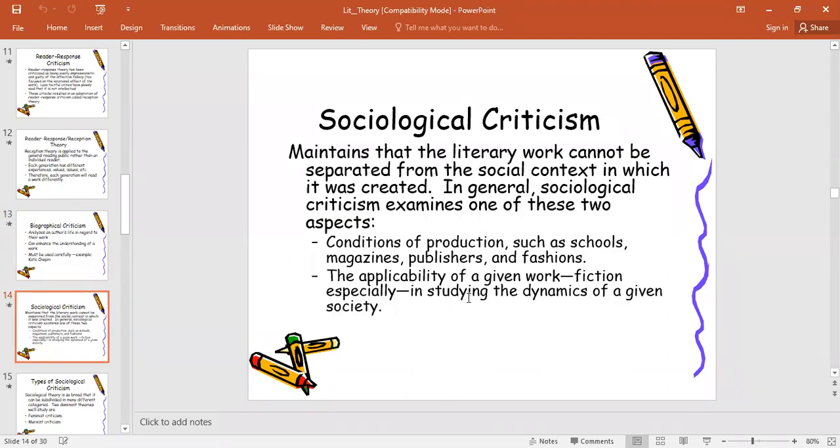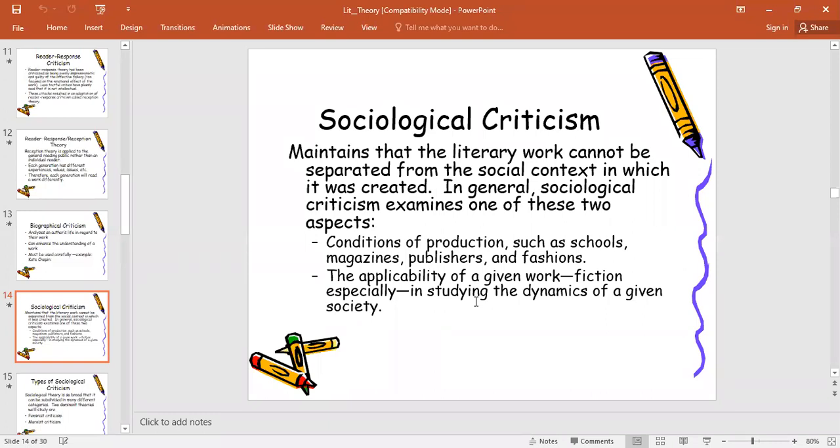Sociological criticism. Sociological criticism maintains that the literary work cannot be separated from the social context in which it was created. Why? Because we are part and parcel of society. We are living in the same society, number one. And number two, what is the definition of literature? It is the mirror of society. So, a literary work cannot be separated from the social context in which it was created.